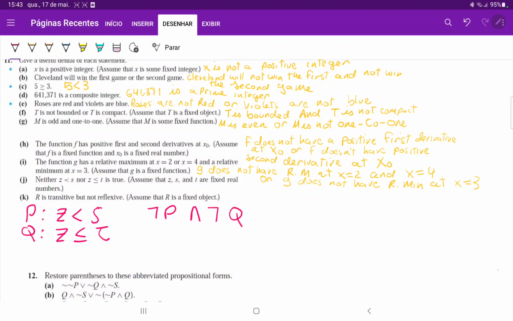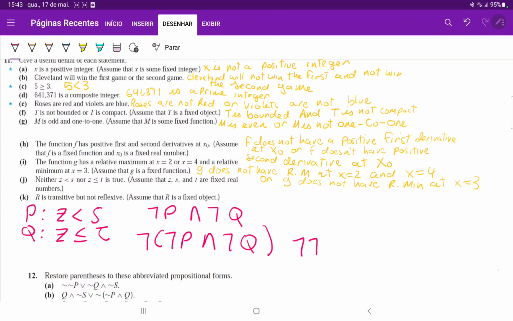not Q. Now this is kind of tricky to read, but it is and not Q. That's what nor means. Neither nor. If we had read it as either z is less than s or z is greater than or equal to t is true, that would be a different scenario. So this is our propositional form, not P and not Q. Now let's deny it.